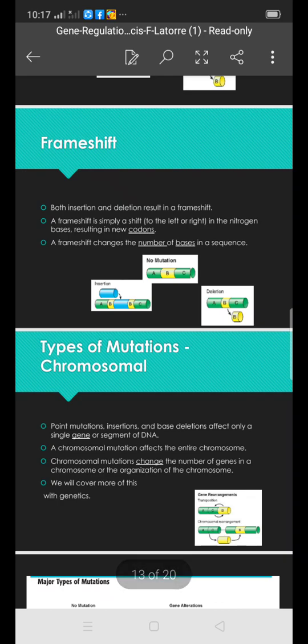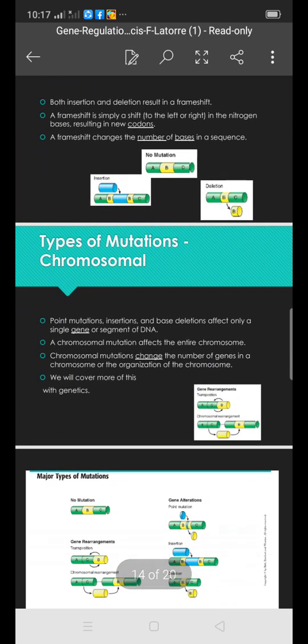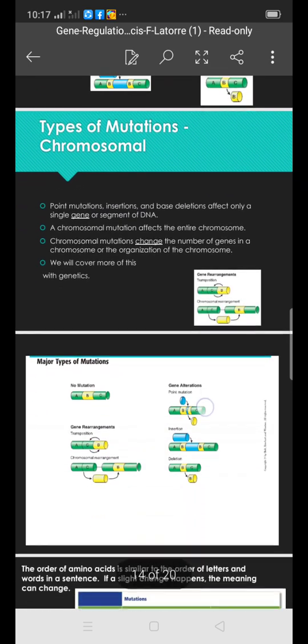And we have frame shift. Both insertion and deletion result in a frame shift. A frame shift is simply a shift to the left or right in the nitrogen bases, resulting in new codons. A frame shift changes the number of bases in a sequence.